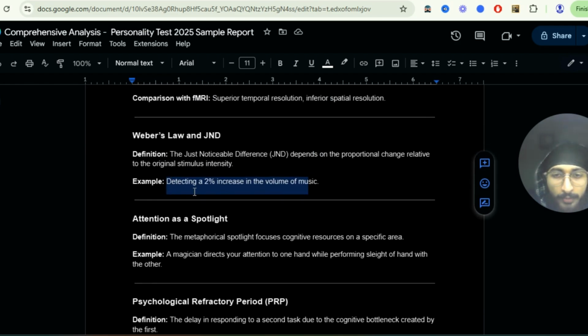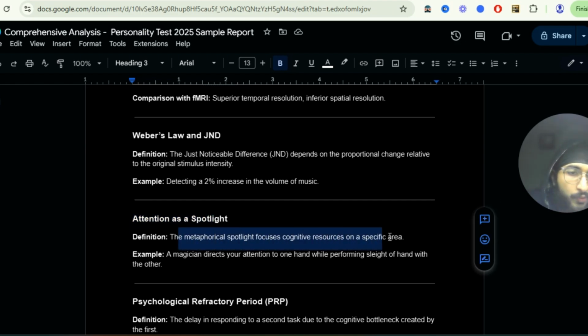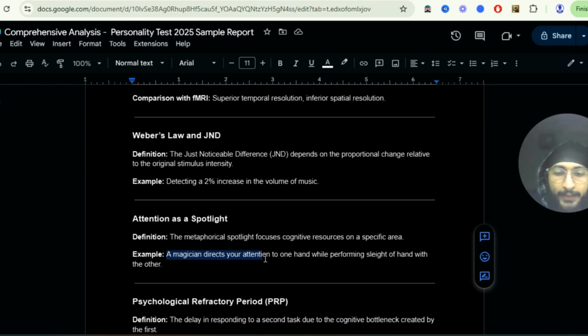Just noticeable difference. Attention as a spotlight. So the metaphorical spotlight focuses cognitive resources on a specific area. Example: a magician directs your attention to one hand while performing sleight of hand with the other.